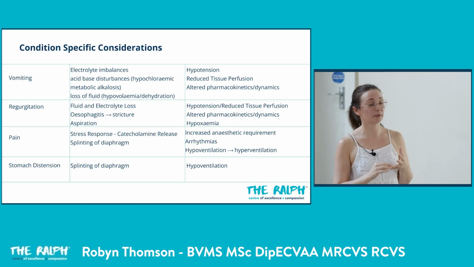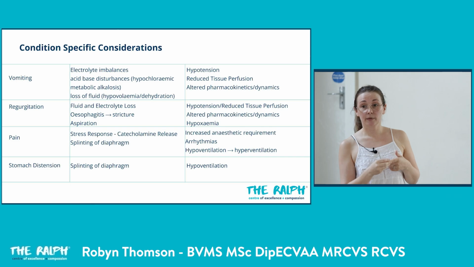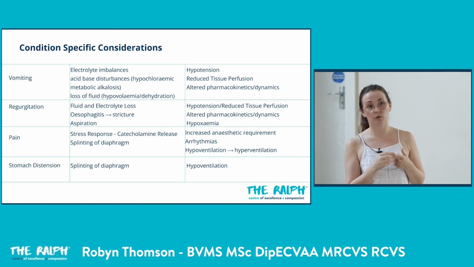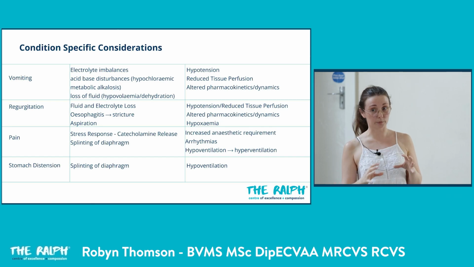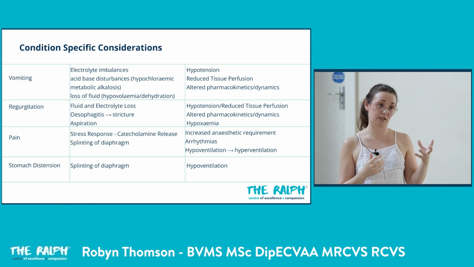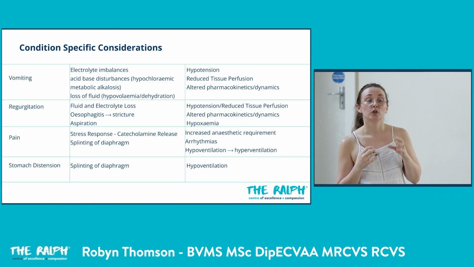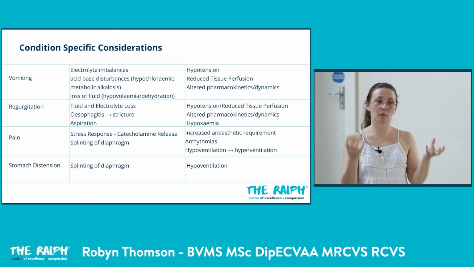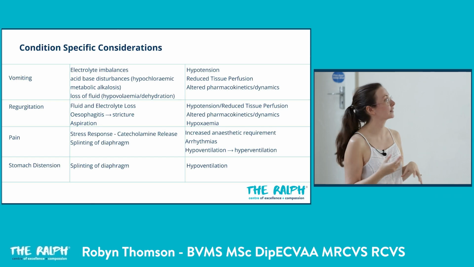Regurgitation, again, we're going to have fluid loss, we're going to have electrolyte losses. Esophagitis is really common, actually, with regurgitation. So even if you're not actively seeing it, if they're regurgitating, there's a risk as well that they've got reflux, and esophagitis is horrible, to be perfectly honest, and puts them at increased risk of stricture formation in the post-operative period as well. So it's really important that we remember that not just are we worried about aspiration, but we're actually worried about the damage to the esophagus as well, and what we can do about that.